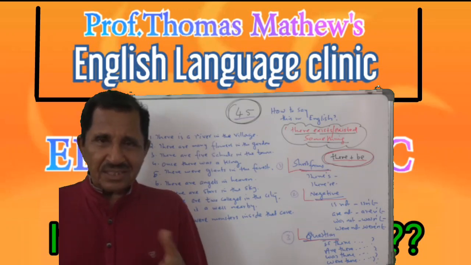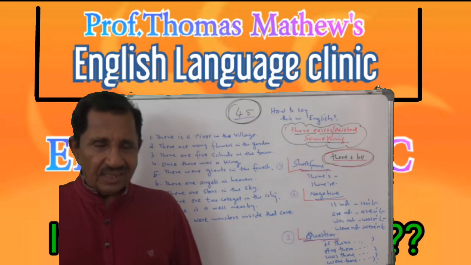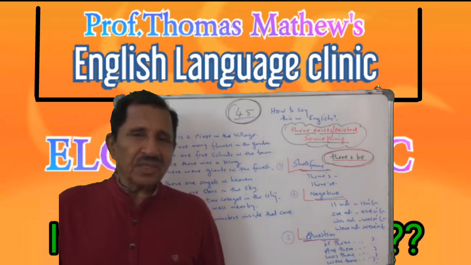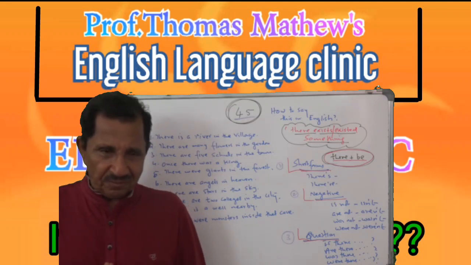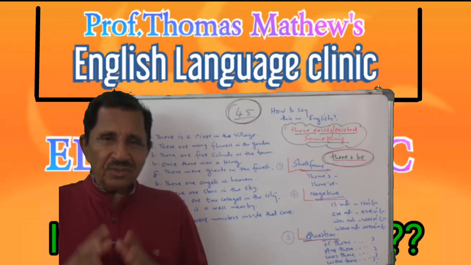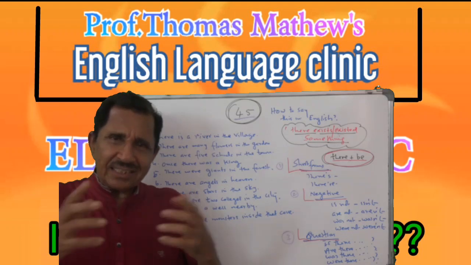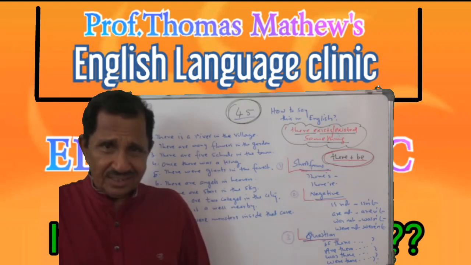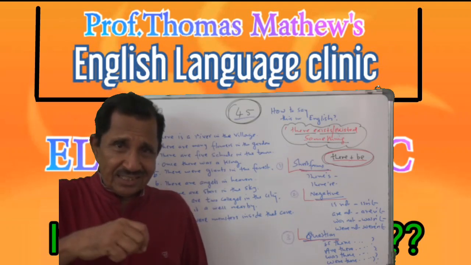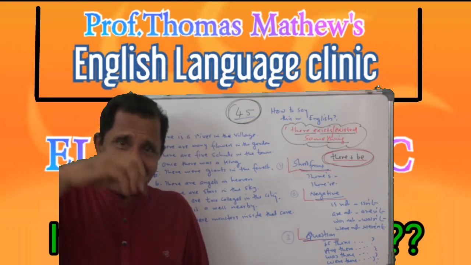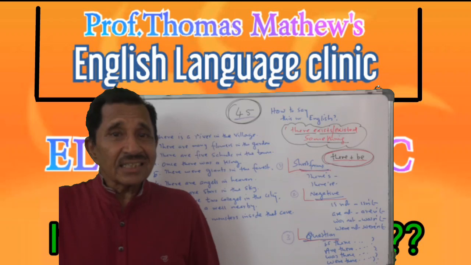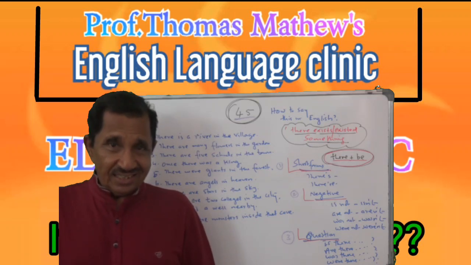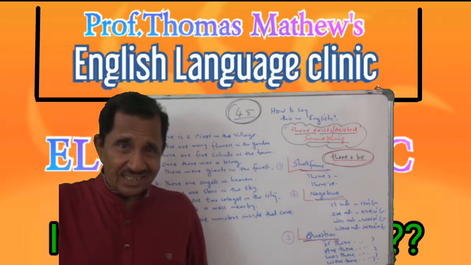To be means is, am, was, were. Is, am, these are the present forms, and was, were, they are the past forms. So if you want to say something exists, something is there, something is existing, then you have to use sentences with there. There is a boy, there is a girl, like that.